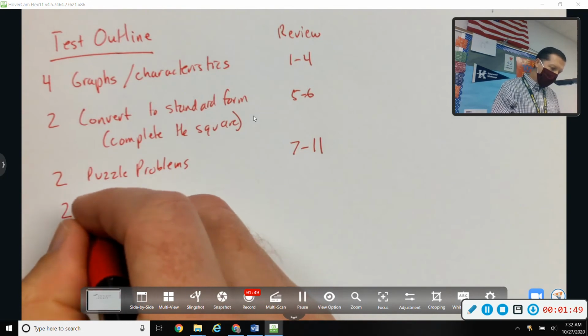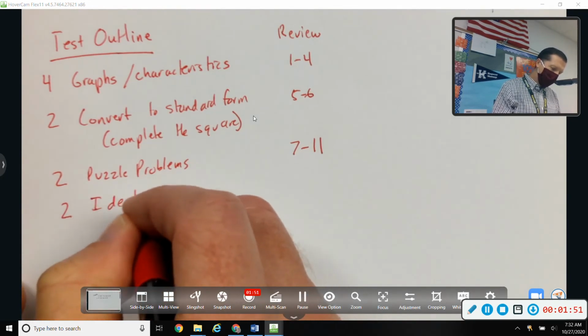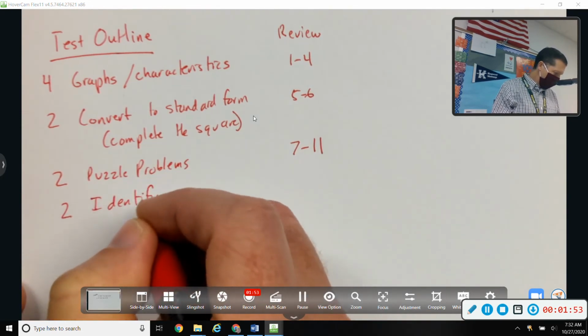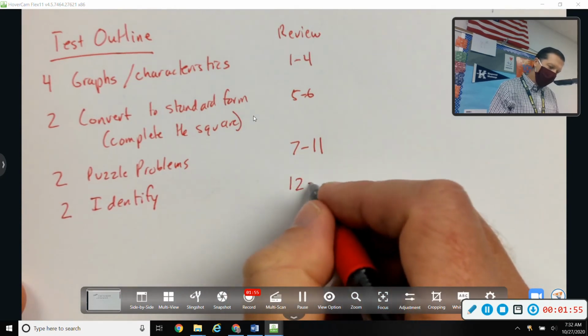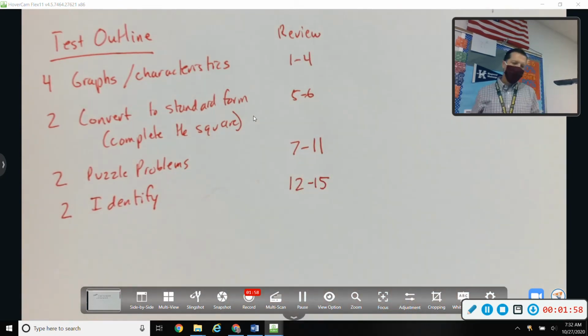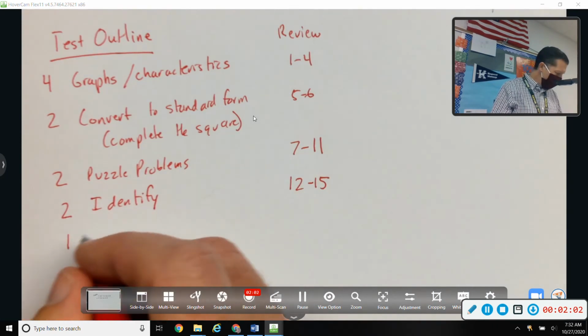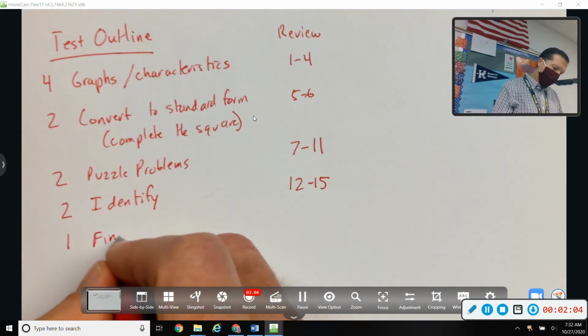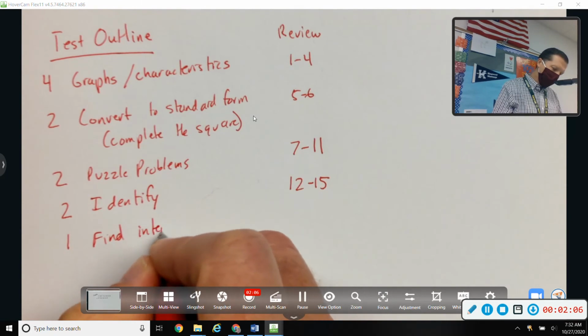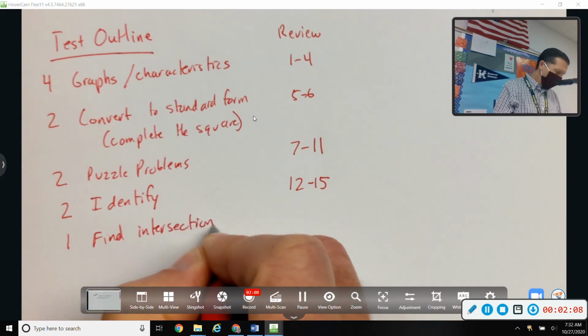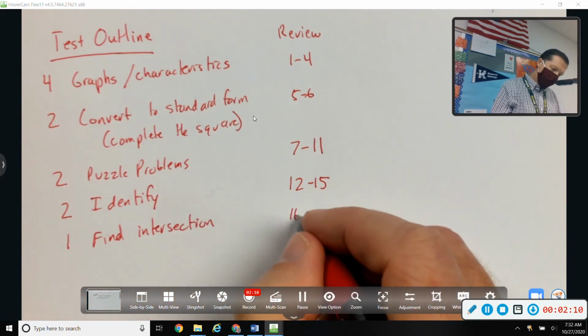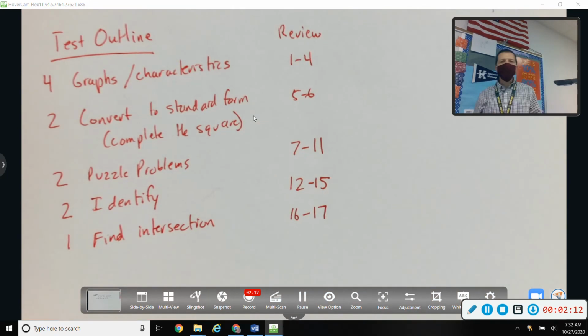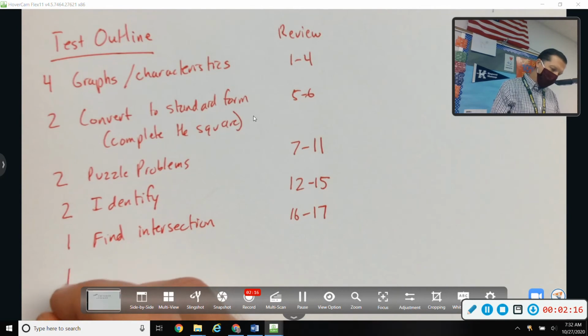There's 2 identify problems. That's like 12 through 15 on the review. There's 1 find the intersection problem. That's like 16 and 17 on the review. And then there's 1 word problem.